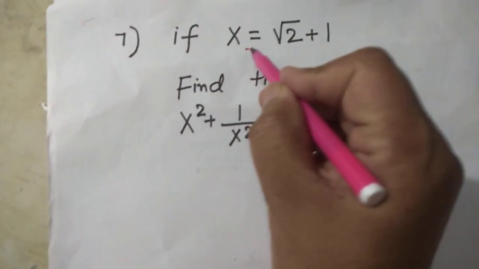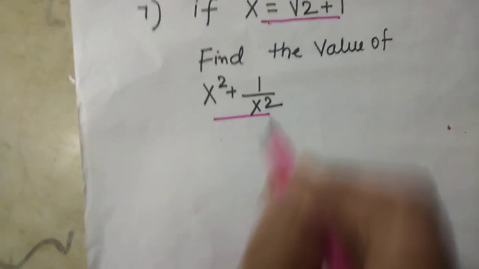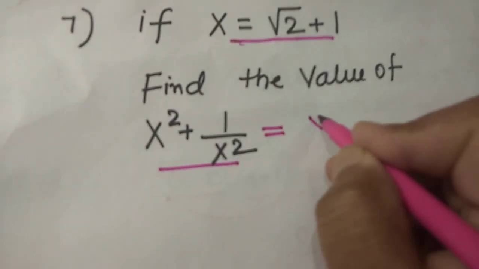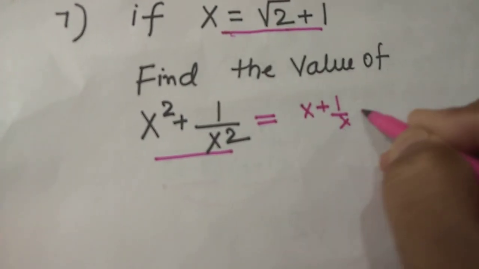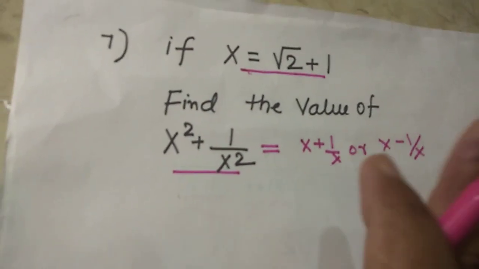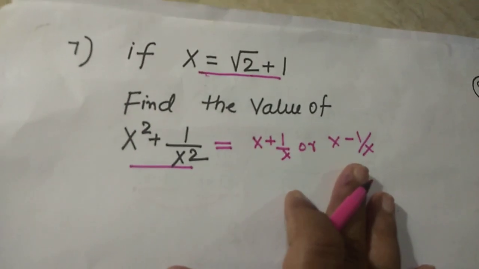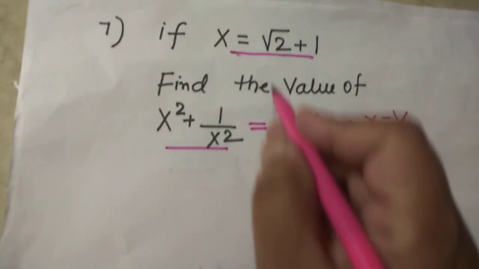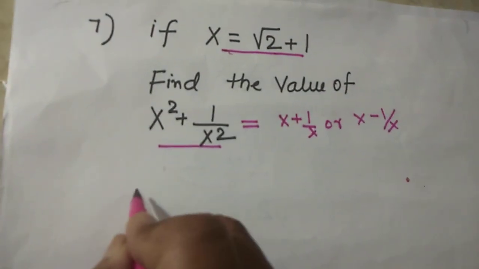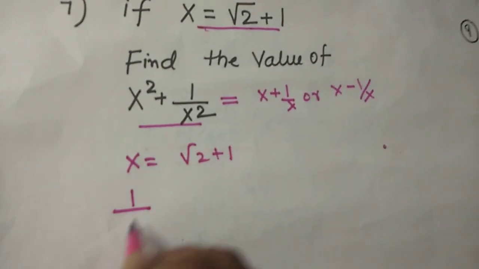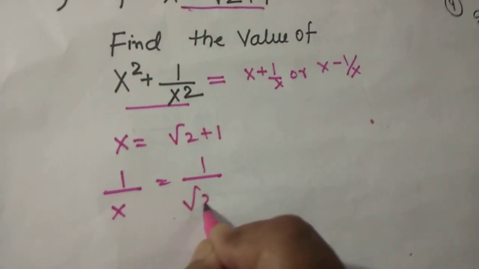Related with algebra, yes. Now you check, x is equal to this. Find the value of this. How will we find it? This is related with either x plus 1 by x or x minus 1 by x. See, the past knowledge, algebraic information, is coming here. So first of all, we have to find 1 by x. So x is equal to root 2 plus 1, so 1 by x is equal to 1 upon root 2 plus 1.